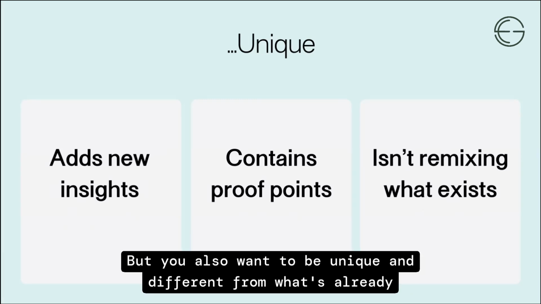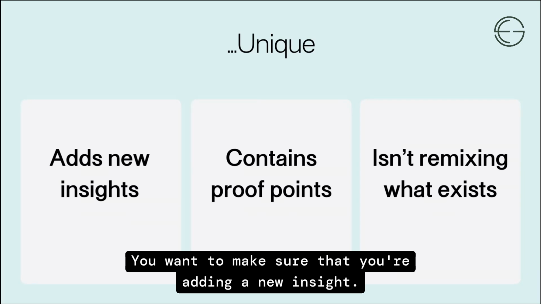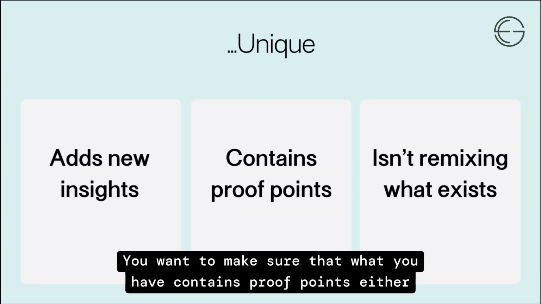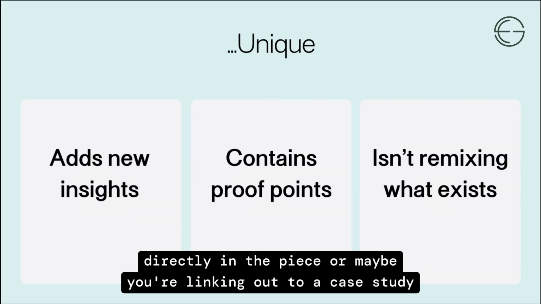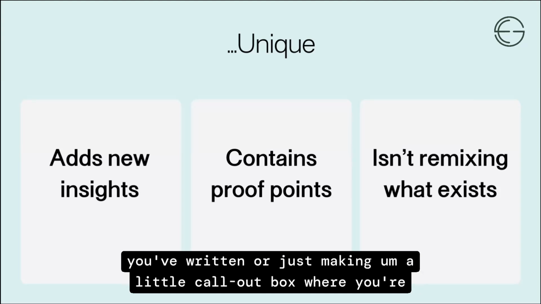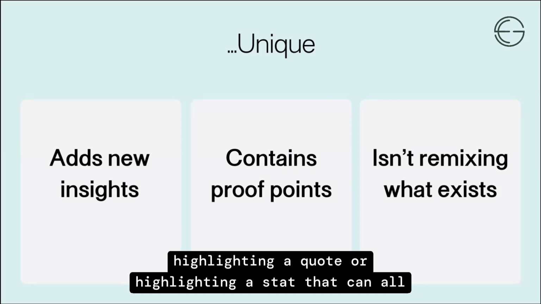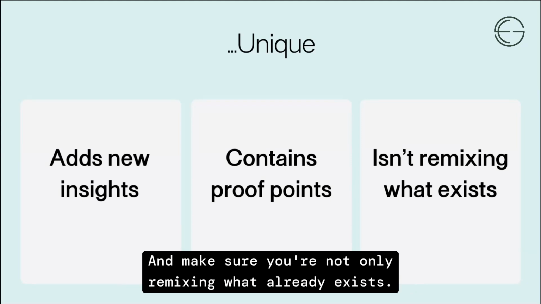But you also want to be unique and different from what's already there. You want to make sure that you're adding a new insight. You want to make sure that what you have contains proof points, either directly in the piece, or maybe you're linking out to a case study you've written, or just making a little call out box where you're highlighting a quote or highlighting a stat. That can all help. And make sure you're not only remixing what already exists.